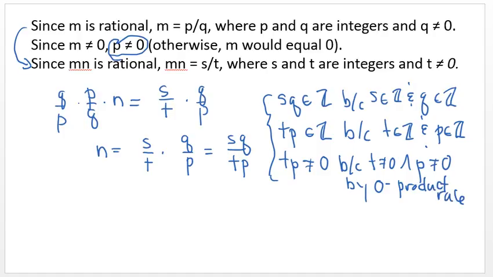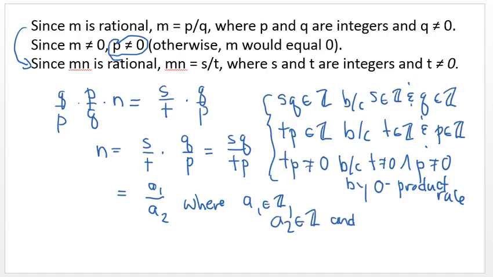So what do we have? What we have is that n equals, okay, sq, we'll call that thing A1, is an integer. And we got that tp, we'll call that thing A2. So n equals A1 over A2, where A1 is an integer, A2 is an integer, and A2 does not equal 0. So let's see, what does that get us? That says that if n can be expressed as a ratio of integers where the bottom is non-zero, then n is rational.